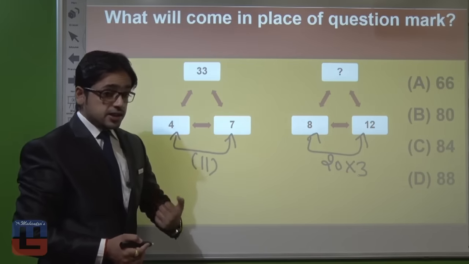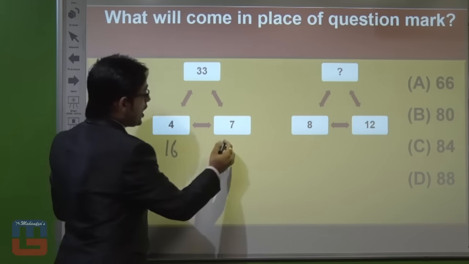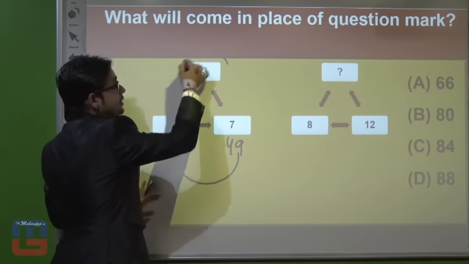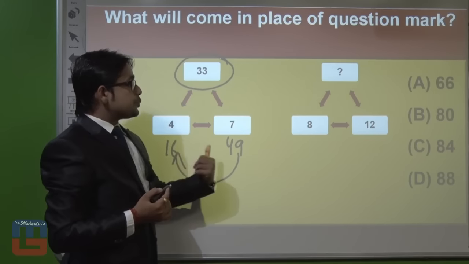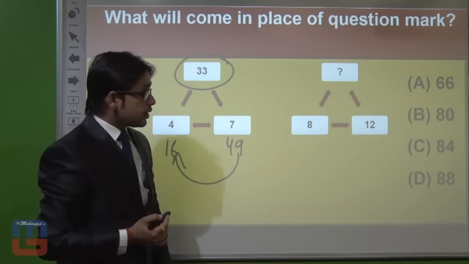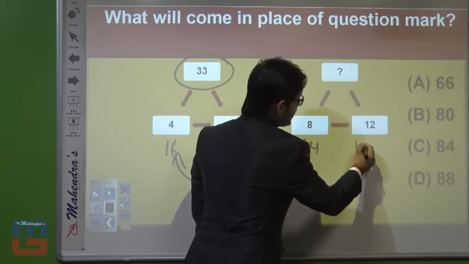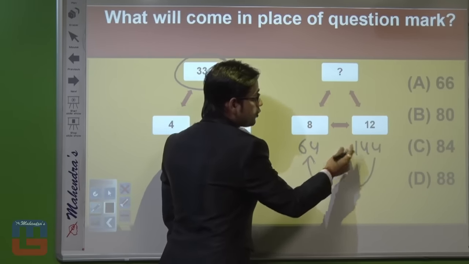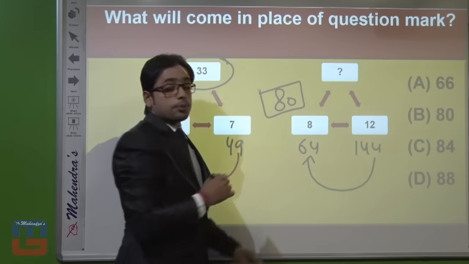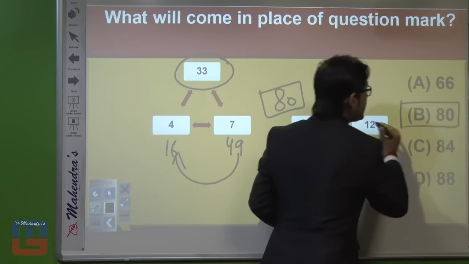You have to think logically, think a little bit differently. Like the square of 4 is 16 and the square of 7 is 49. If we subtract 16 from 49, we will get 33. Now try to implement this pattern in this format and see whether we get the right answer or not. The square of 8 will be 64 and the square of 12 will be 144. If we subtract 64 from 144, we will get 80. Let's see whether 80 is written in your options or not. Yes, 80 is written in option number 2. So this is the right answer of your question.